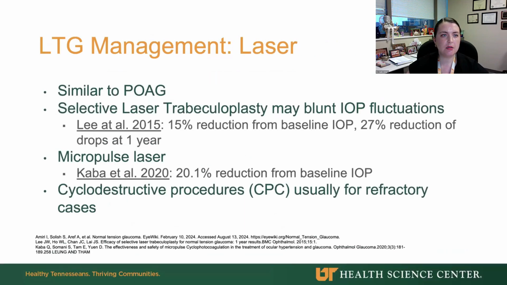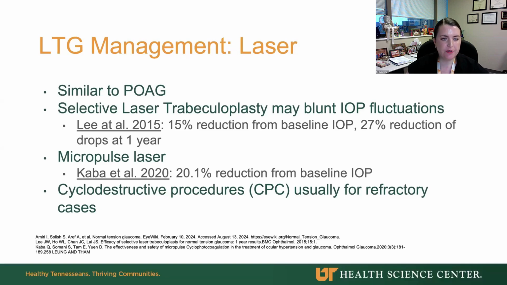So let's get into low tension glaucoma management with laser. Similar to primary open angle glaucoma, you can offer these patients selective laser trabeculoplasty, micropulse, and cyclodestructive procedures. Now, SLT has been found, in one particular study in 2015, to give a 15% reduction from baseline, modest, and still only half of what is recommended according to the Collaborative Normal Tension Glaucoma Study. But you can actually get a big reduction in the number of drops. So a modest effect with SLT.